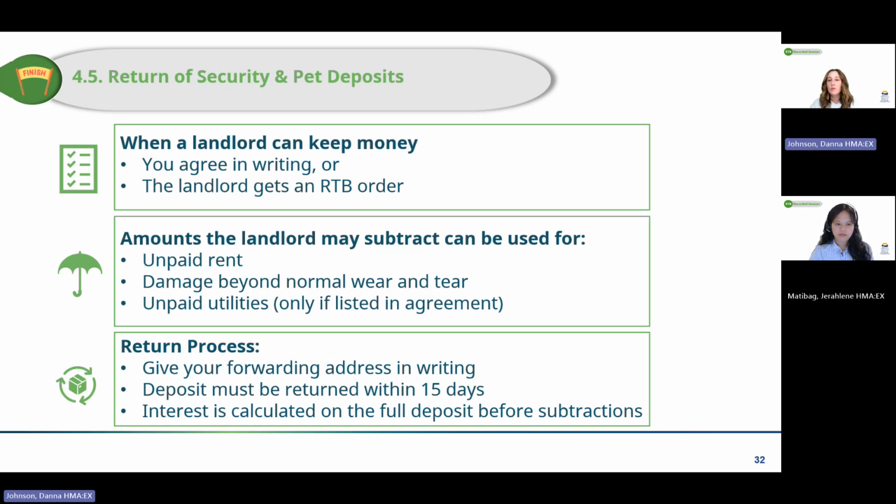A landlord can only keep money from your deposit if you agree in writing or if they get an RTB order. Otherwise, the deposit has to be returned. One last detail that's easy to miss. Interest is calculated on the full deposit first before any deductions are made. So give your landlord your forwarding address, watch the 15-day timeline, and know exactly when a landlord can and can't keep your money.